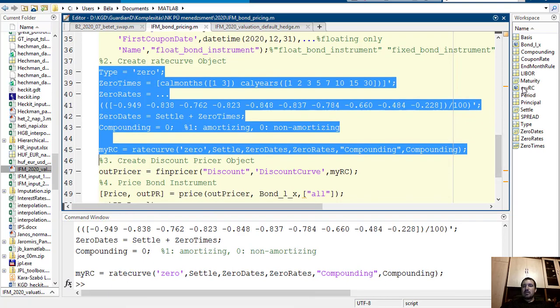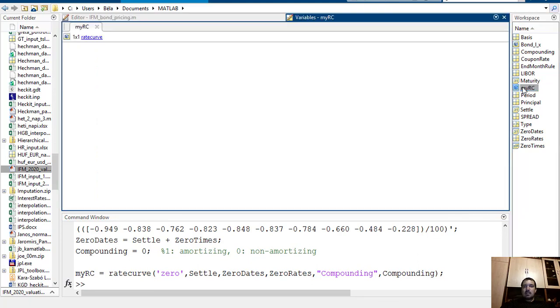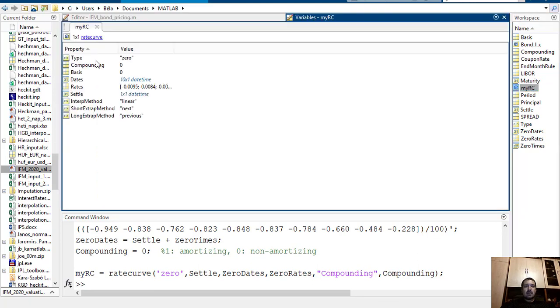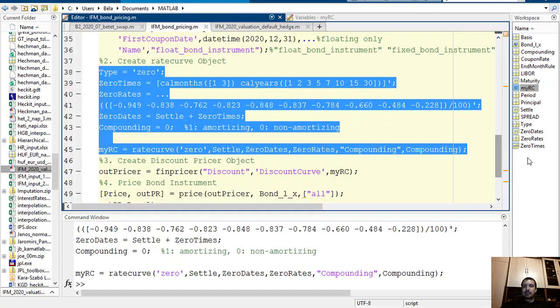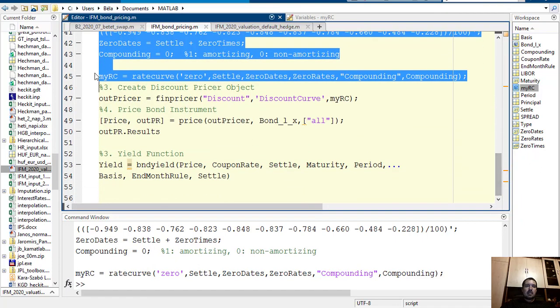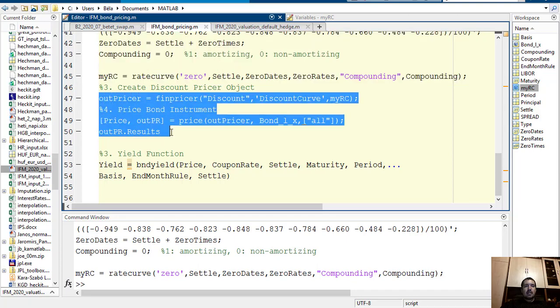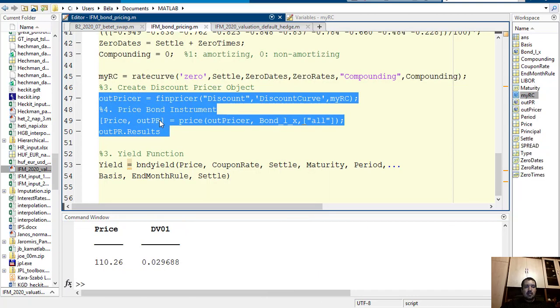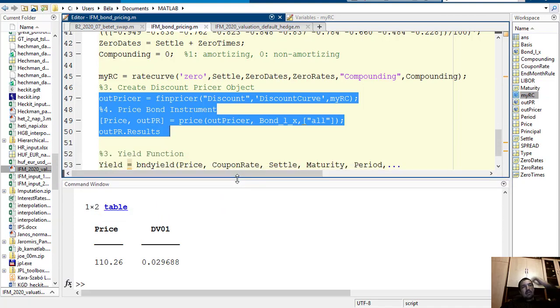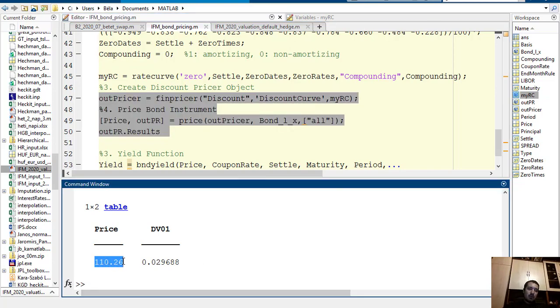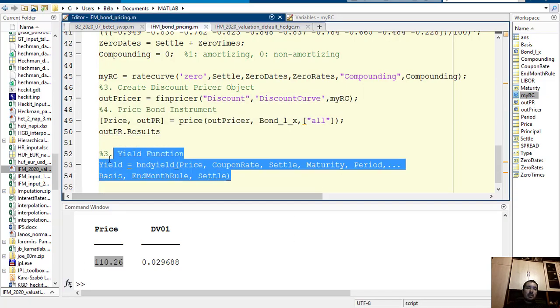So it's still an object. We can see that these functions are just collecting the data in some nice packages, so that's why it's called an object. And then let's see what the price is. If you are purchasing this bond today, the price should be something like this. So we could purchase the bond at issuance at a 110.26 price.